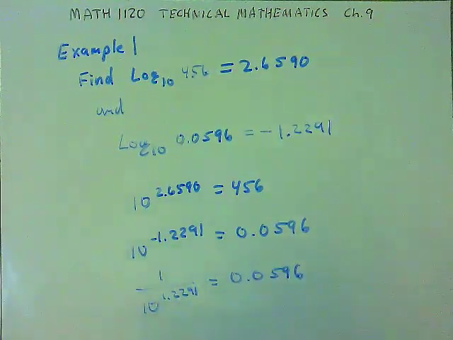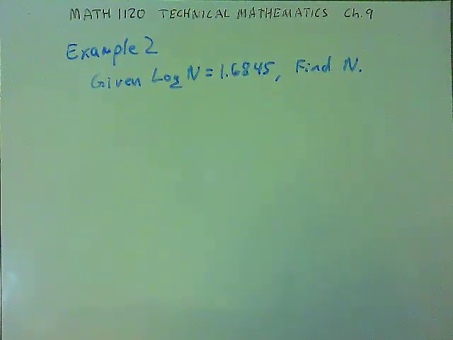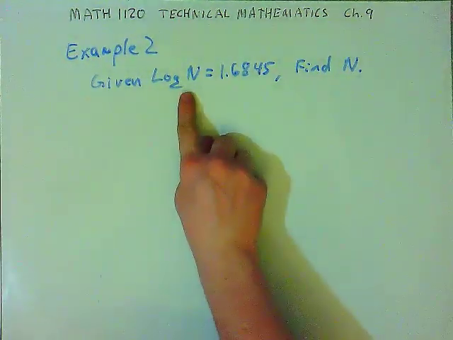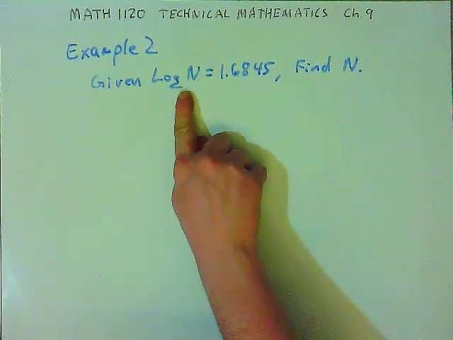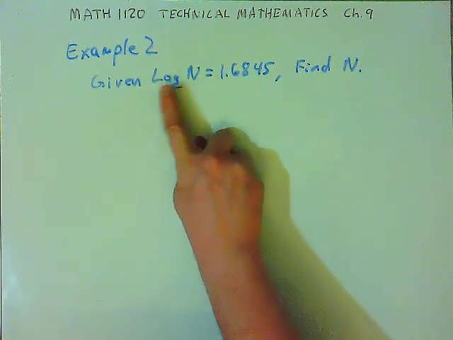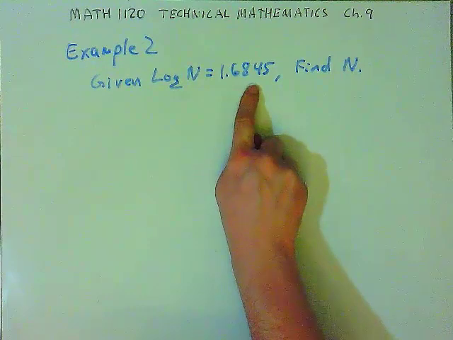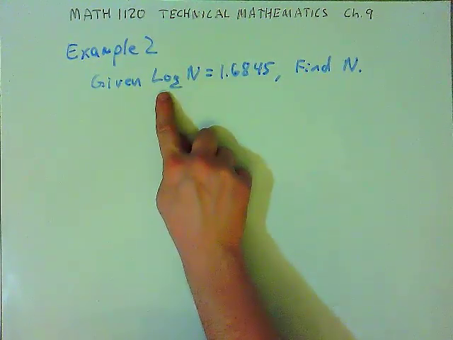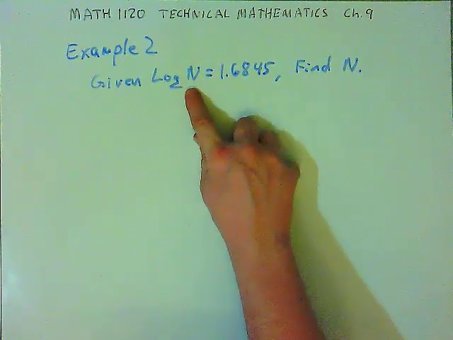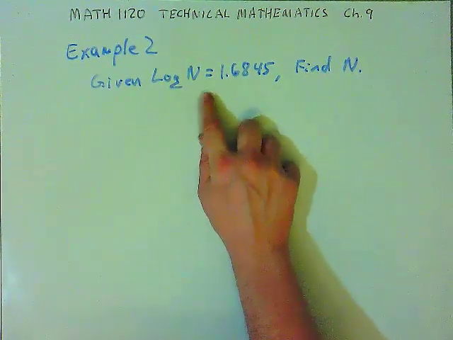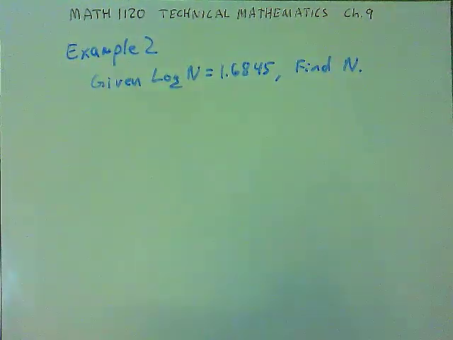This is example 2. It says, given that log n is equal to 1.6845, find the value of n. Again, we did not write a base here, so it's understood that this base is 10. In the last example, they told us log of some number and wanted us to find what that equals. This time they're telling us that log of some number that we don't know equals a number we do know, and find n. In order to solve for n, we need to first rewrite this as an exponential.